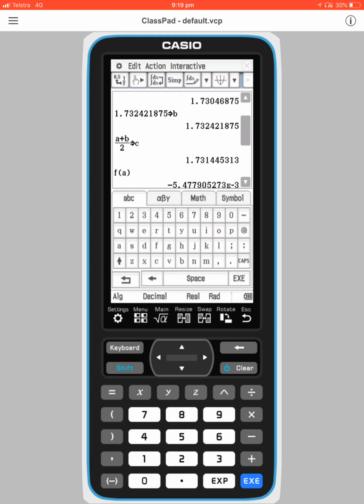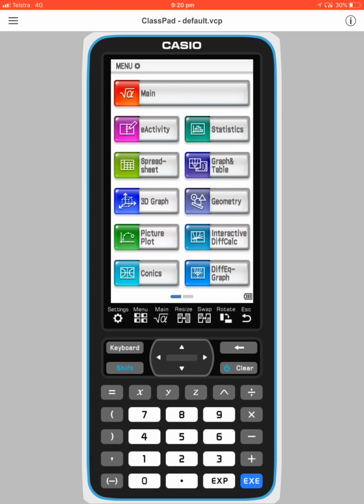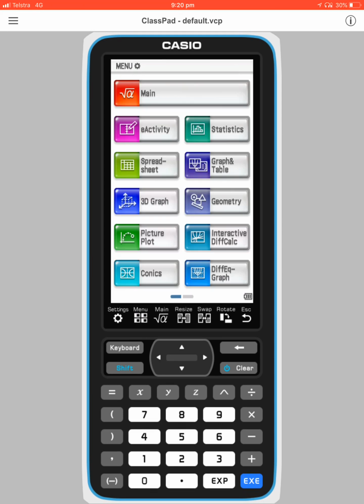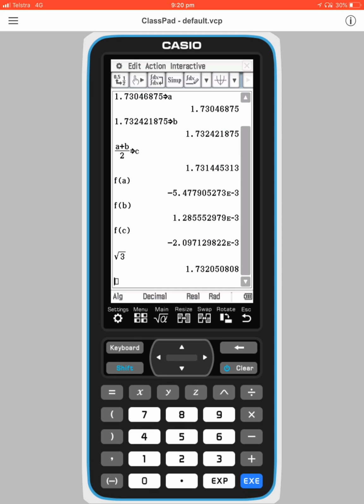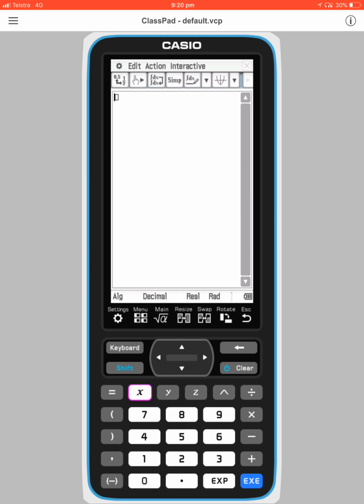Hopefully that made sense. So that is how you do the bisection method to work out a root. If it doesn't give you values, you would really need to test. So if you're unsure, just say we had x squared minus 10, and I want to find the root, and I'm not sure what it is.